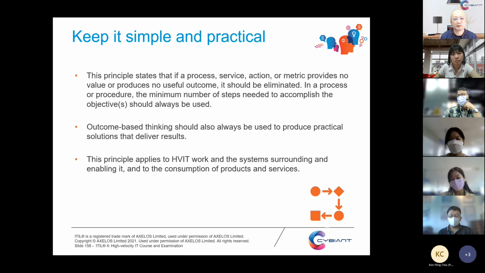Next one, I think we all know this one. Keep it simple and practical. Don't go overboard. Don't put too many bells and whistles, too many features in one go. Focus on one key thing at one time, if you can, because too many changes in one go could be very confusing. What is it that we're trying to do here?